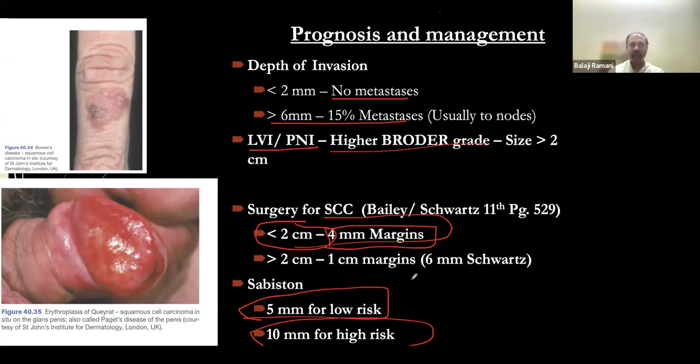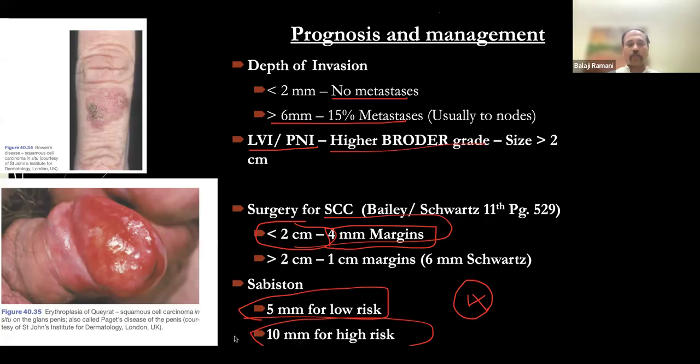So it is a very difficult thing. In your exams, I'm not sure what you should mark, whether you should go with 4 or 5, but I will remember it like this. Mostly we should mark it as 4. If 4 is given as an option, mark 4 for any low risk BCC and squamous cell carcinoma. Anything where it is mentioned as low risk with 4, then you give 4 millimeter as margins. Otherwise, you mark it as 5. If 4 is not given, then you go for 5. Probably that is what I would do.